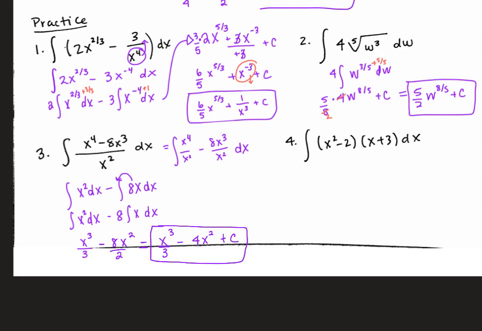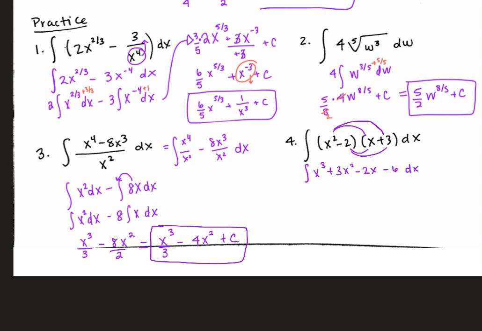This last one, I have two things multiplied together. We don't know how to deal with these yet, so I'm going to FOIL it out so that I have separate pieces and I can take the integral of each piece. So I have x squared times x squared times 3, negative 2 times x, and negative 2 times 3. So this becomes x to the 3rd plus 3x squared minus 2x minus 6 dx.